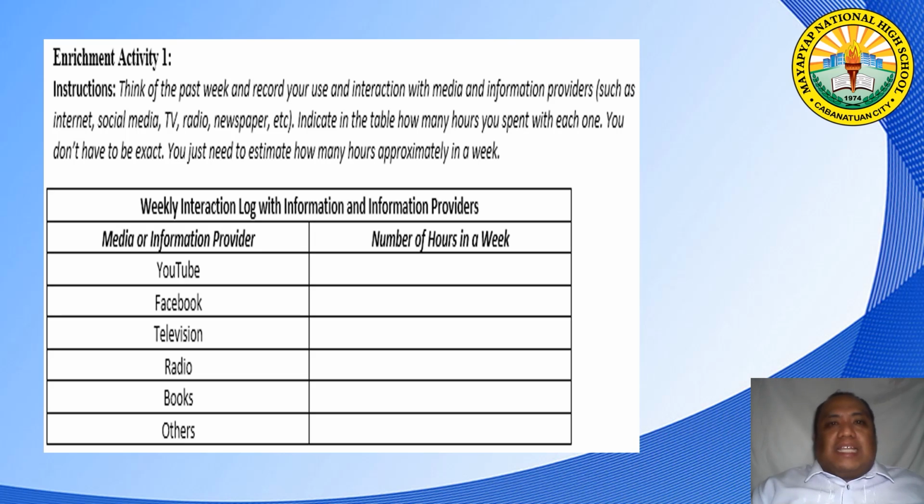So, in activity number 1, let's have a survey of your media and information habits. So you think of the past week and record your use and interaction with media and information providers like internet, social media, TV, radio, newspaper, and so on and so forth. So indicate in the table how many hours you spent with each one. You don't have to be exact. An estimate would be good by putting the approximate hours in 1 week.